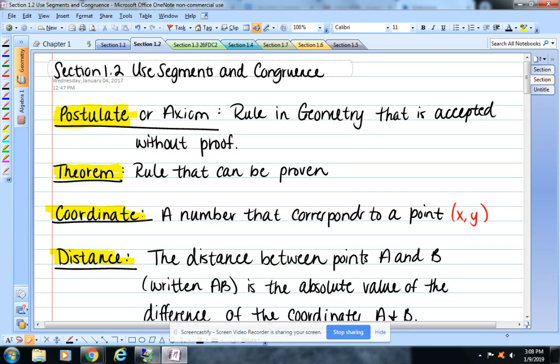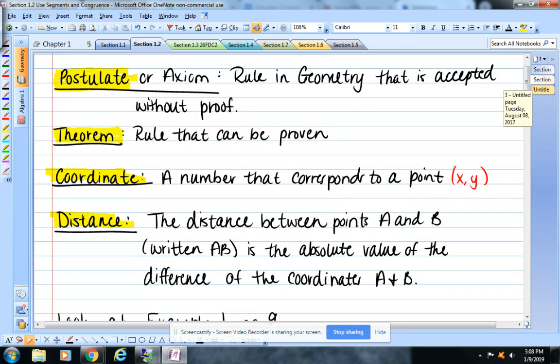If we have a theorem, then that is a rule that is proven. Like the Pythagorean theorem, anything that says a theorem has been proven to be mathematically accurate for multiple scenarios over the years. We know that a coordinate is a number that corresponds to an ordered pair. We've seen those in Algebra 1 as an X and a Y, with a comma in the middle and parentheses around the edges. And then the distance between 2 points is the absolute value of the difference of those coordinates.